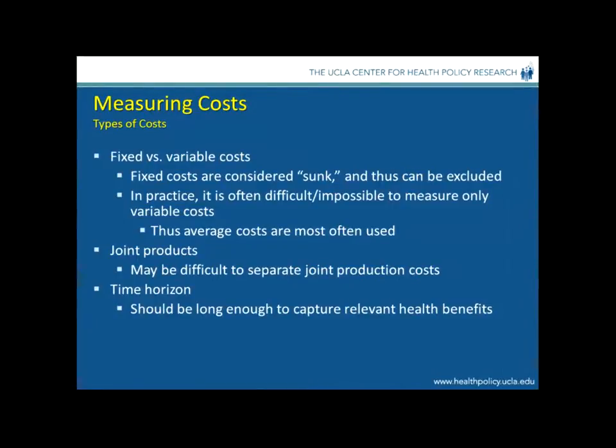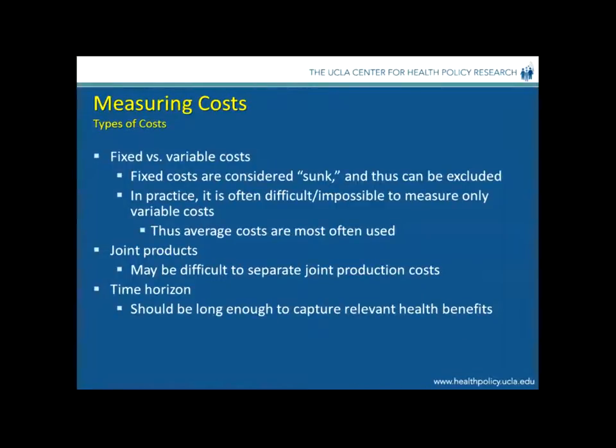As a result, average costs are in practice what most people use. For example, if I were to get data from hospitals in the state of California, what I'd have is the average cost per hospital admission. That includes fixed and variable costs. So there's no way for me to separate out those two.